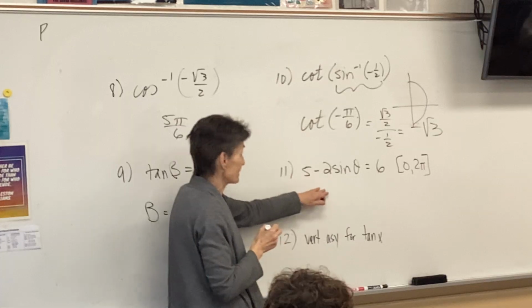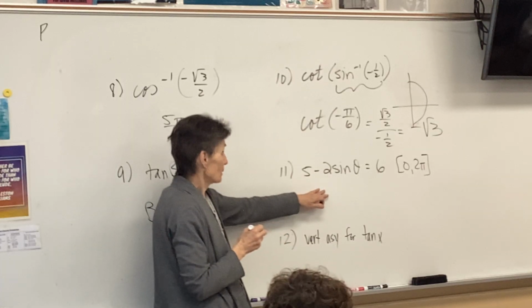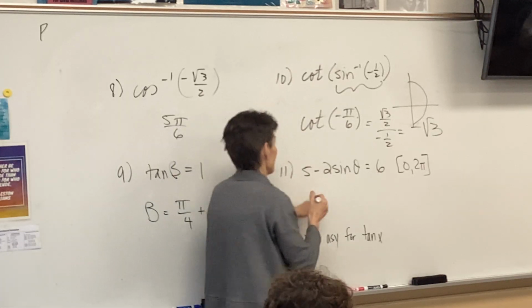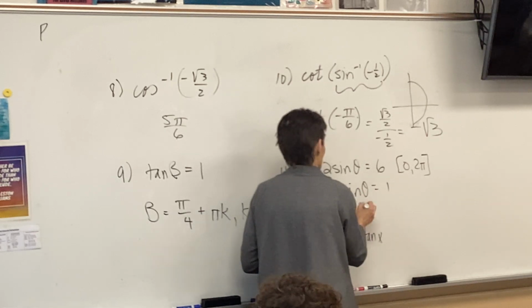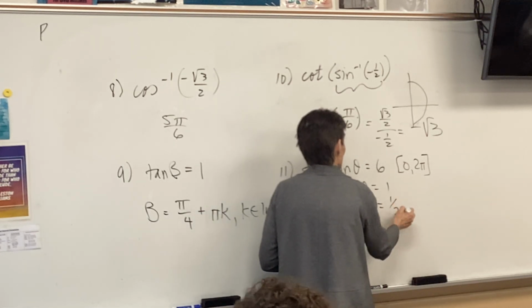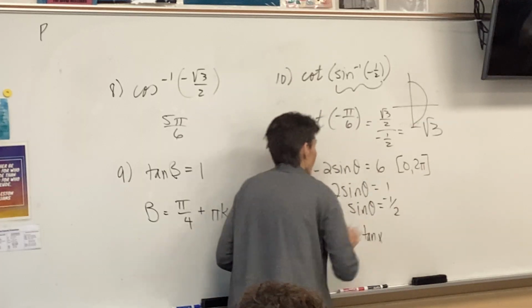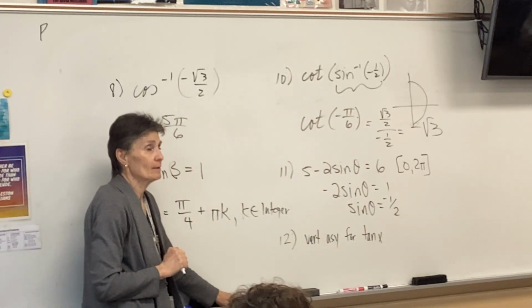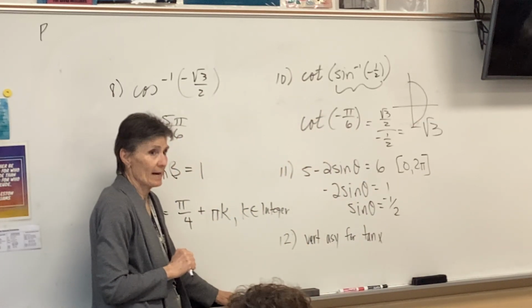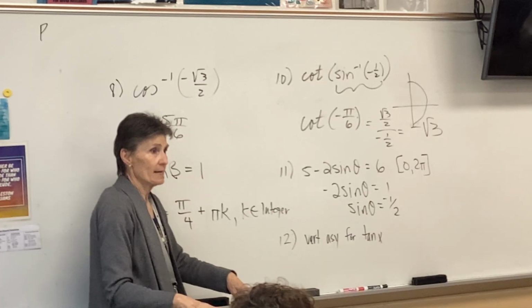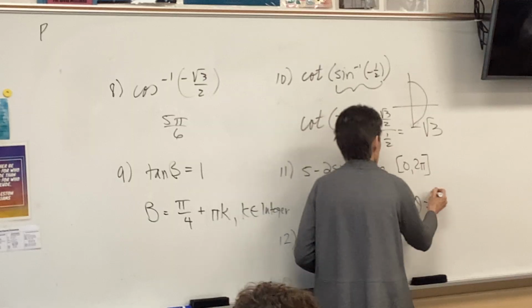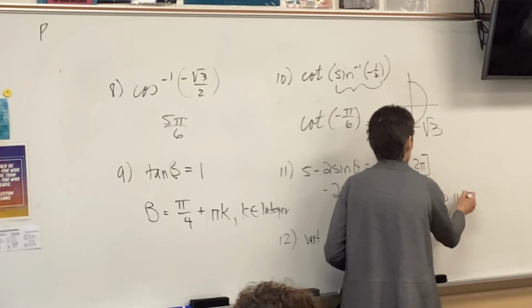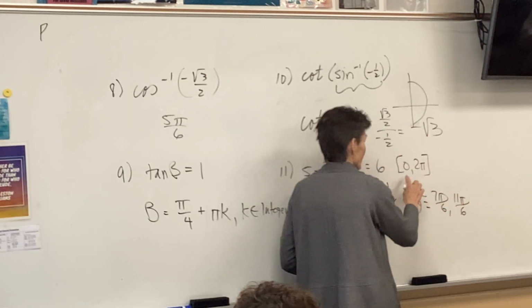And then that brings us to this one, which is a little solve. From 0 to 2 pi, where is the sine negative 1/2? 7 pi over 6 and 11 pi over 6. And we're going to stop there because of this.